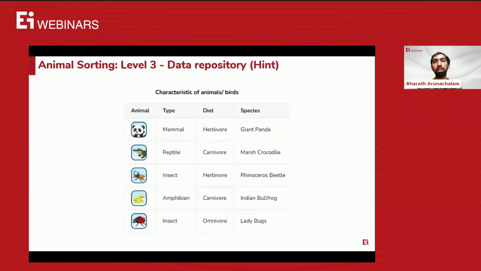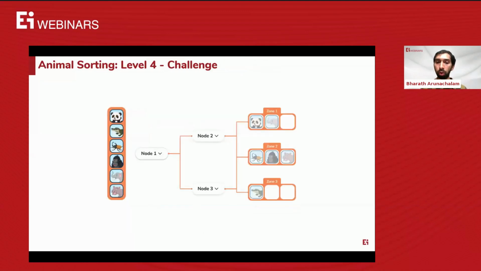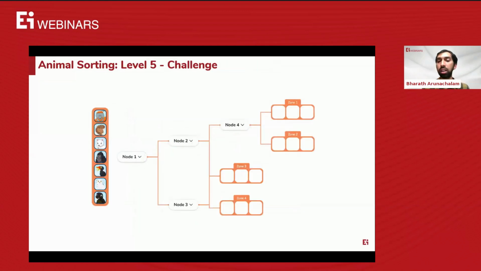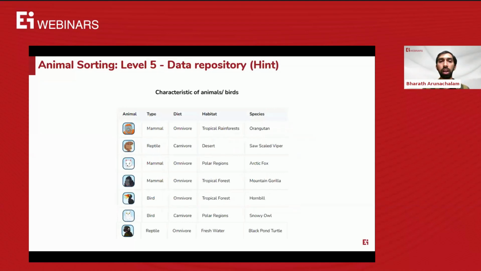So this again is the data repository or the hint that can be used for level 3. This is level 4. So as you see, as the level increases, the complexity of the nodes also increases. The number of nodes increases. So we are also expecting the students to improve their data reading skill, like table reading skill, right? And this is another hint for level 4. This is level 5, and this is the hint for level 5. Sorry, the table for level 5.